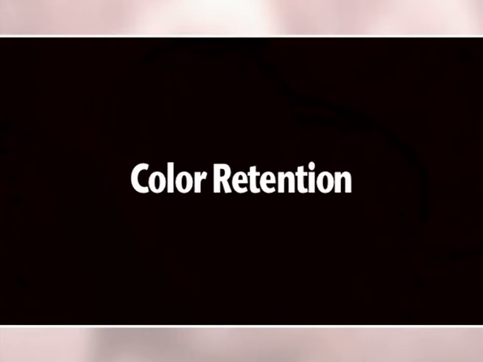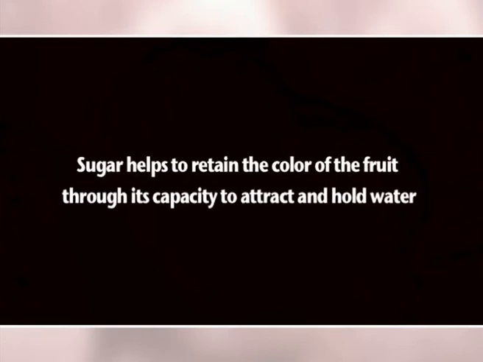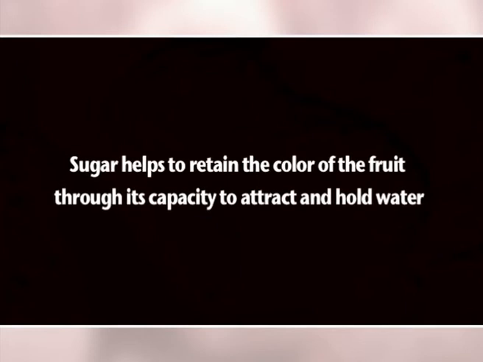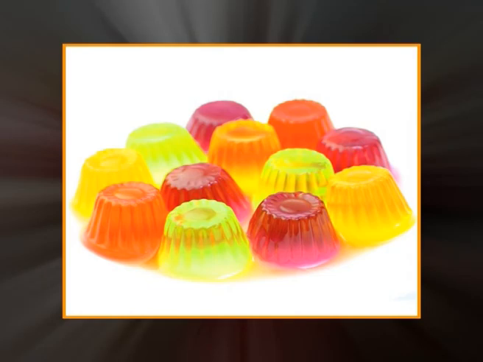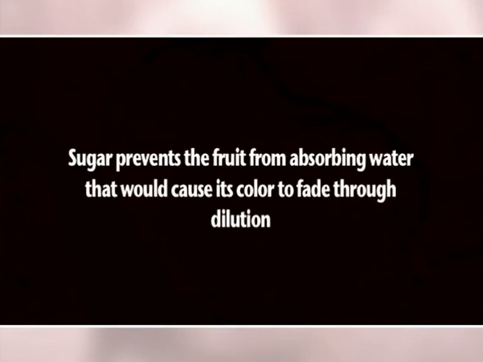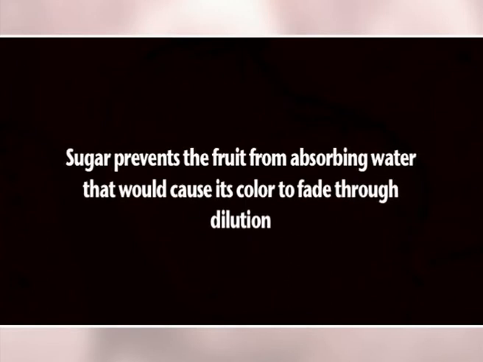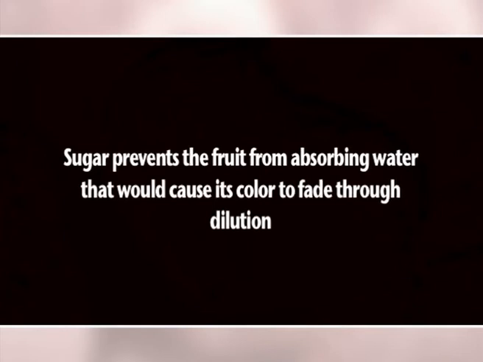The amount of gel forming pectin in a fruit varies with the ripeness and the variety. In the case of a fruit too low in pectin, some commercial pectin may be added to produce the gelling, especially in jellies. Role of sugar in color retention. Sugar helps to retain the color of the fruit through its capacity to attract and hold water. Sugar absorbs water more readily than other components such as fruit in preserves and jellies. Thus, sugar prevents the fruit from absorbing water that would cause its color to fade through dilution.